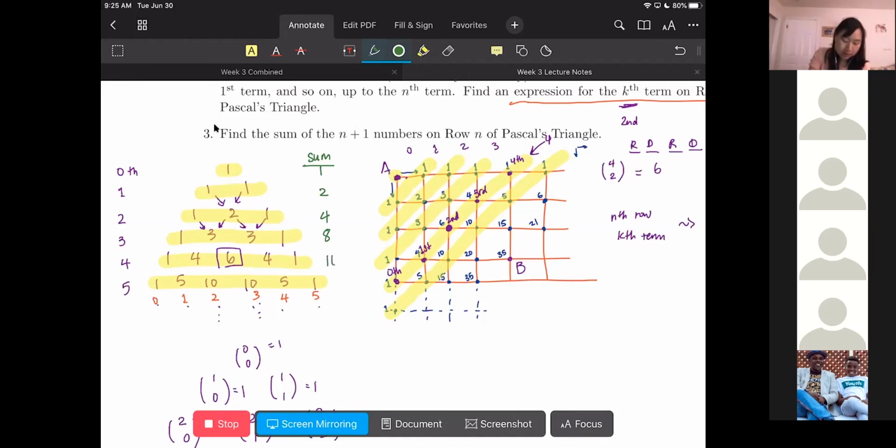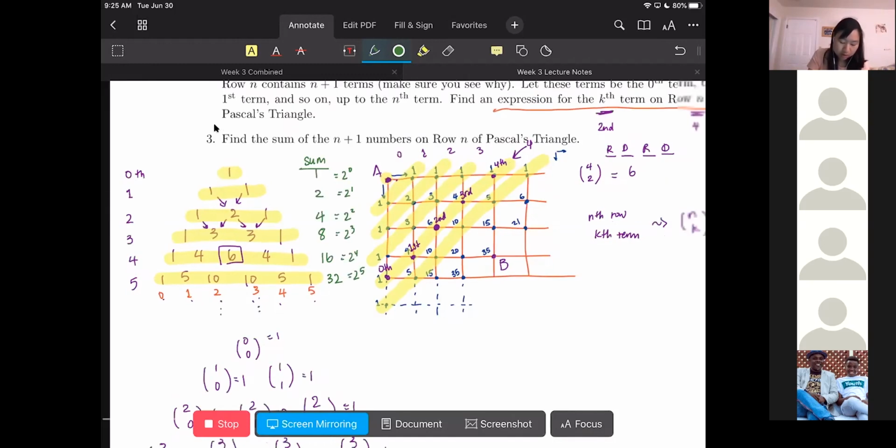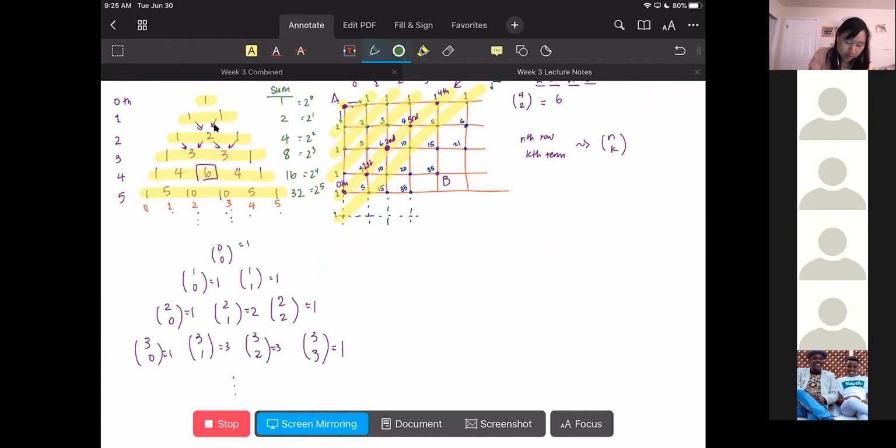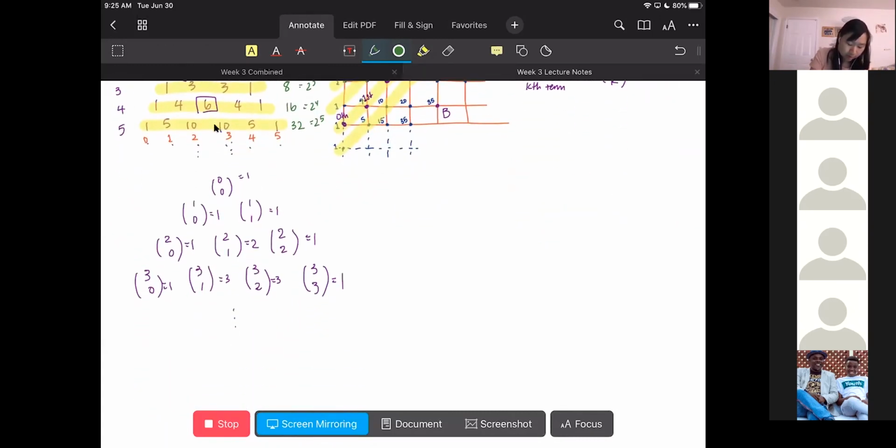16. And if we sum the fifth row, what do we get? 32. Yeah, it's powers of 2. This is 2 to the 0, 2 to the 1, 2 to the 2, 2 to the 3, 2 to the 4, 2 to the 5. So more generally, we could speculate that for row n, we have n choose 0, n choose 1, up to n choose n. Here we have the sum is 1, 2, 4, 8. We could say the sum here is 2 to the n.